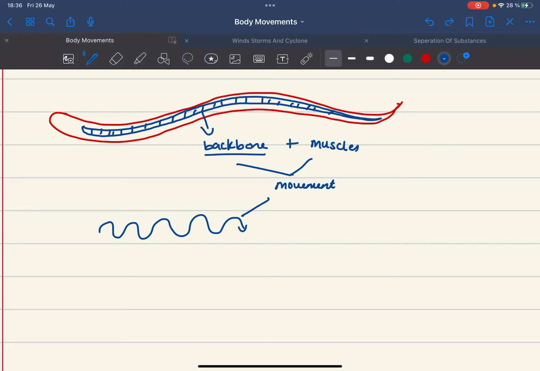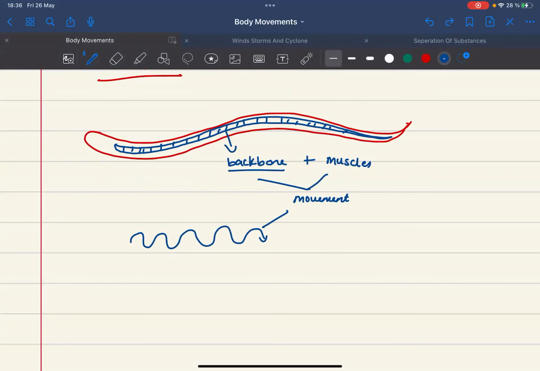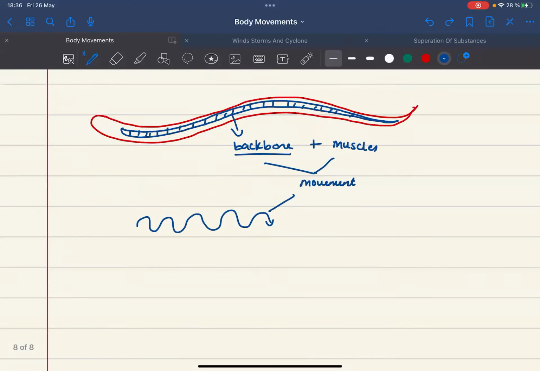So these are all the gaits of the animals as of now. I don't think you have extra information. Now we'll just look at a small video for understanding better about the gaits of animals.